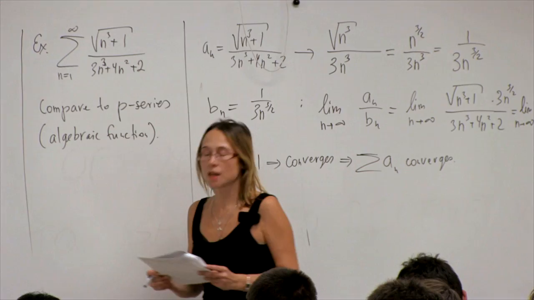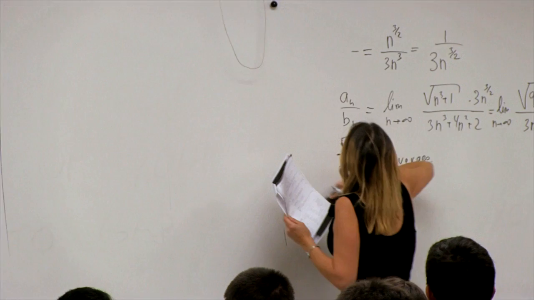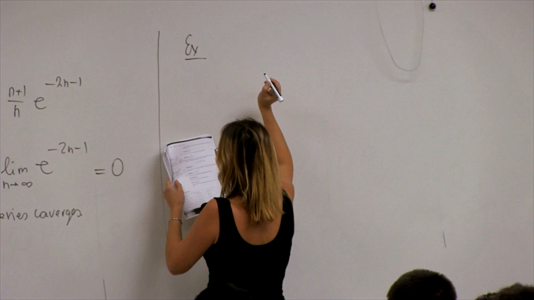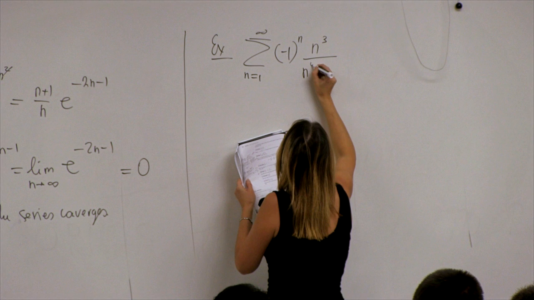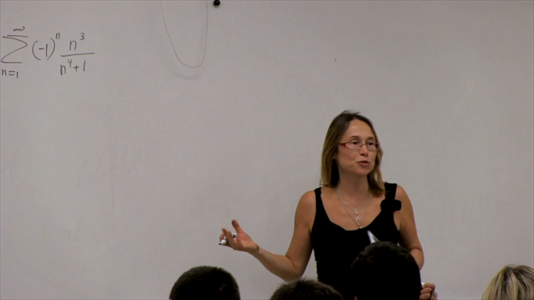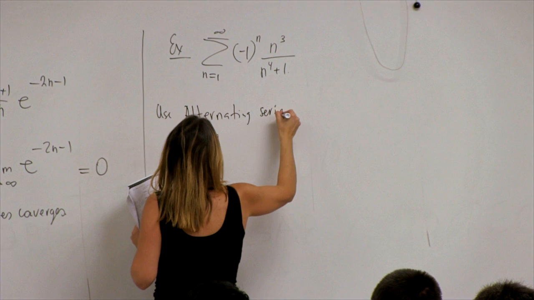Okay, very good. So what's next? The next example contains (-1)^n. What can we say about this? You can see that this is an alternating series, and this is, of course, an obvious candidate to apply the test that has the same name. So use the alternating series test. What does this test require?